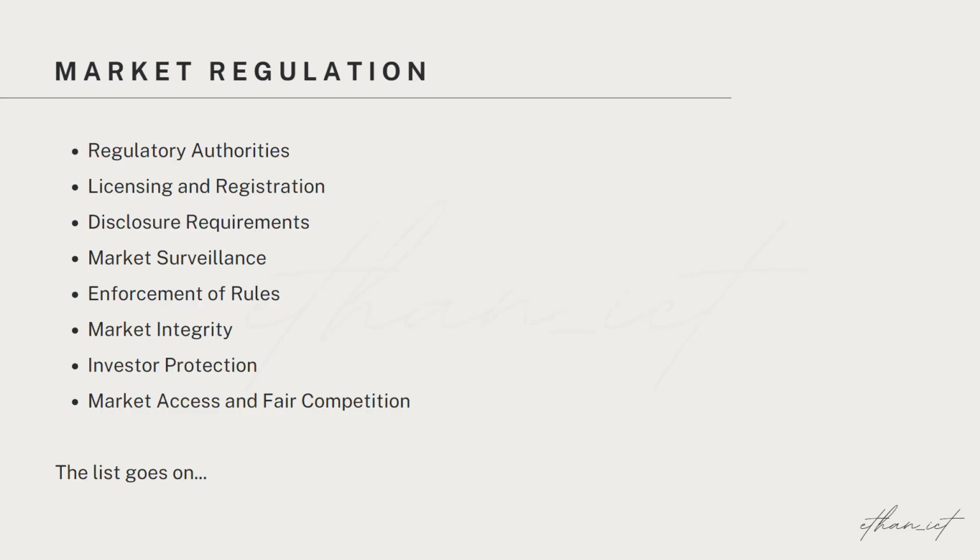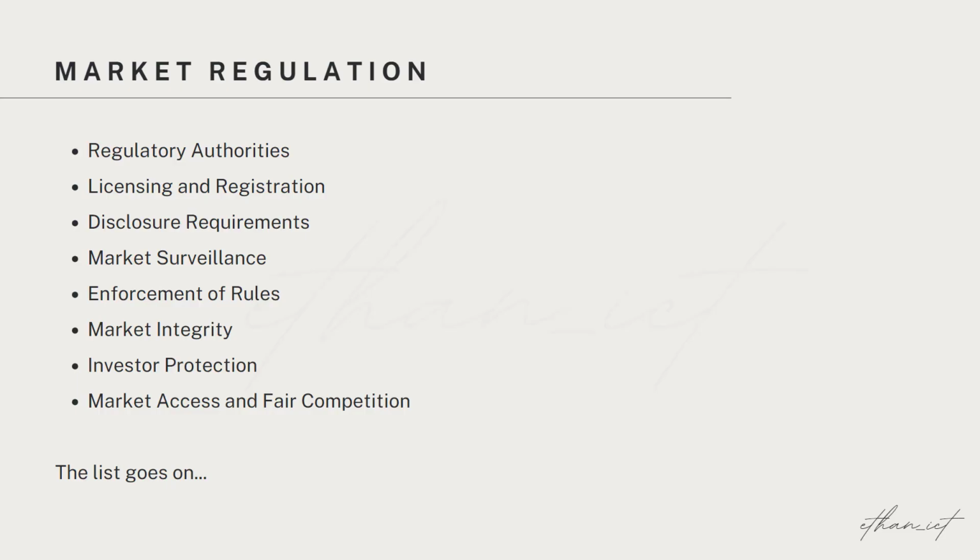For market integrity, regulations are designed to maintain the integrity of financial markets by preventing fraudulent activities, ensuring fair competition, and safeguarding against market abuse. This contributes to the overall trustworthiness of the financial system. For investor protection, regulatory frameworks aim to protect investors by establishing rules for fair treatment, transparency, and disclosure. This includes measures to prevent conflicts of interest and ensure that investors have access to essential information.